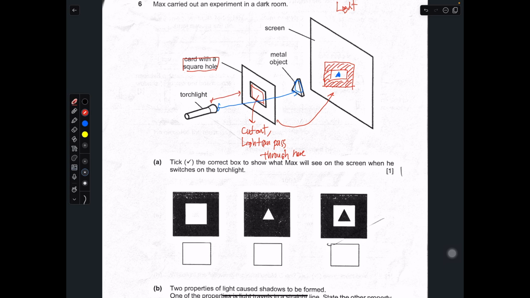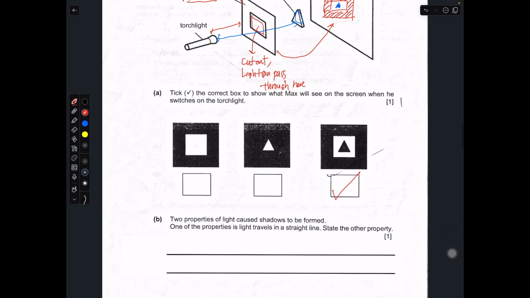When the object is nearer to the light source, it will block more light, therefore the shadow will be larger. Likewise for the object that is further away from the light source. So the answer will be this. That's what we are going to see on the screen.